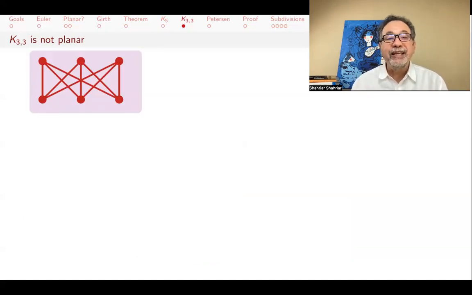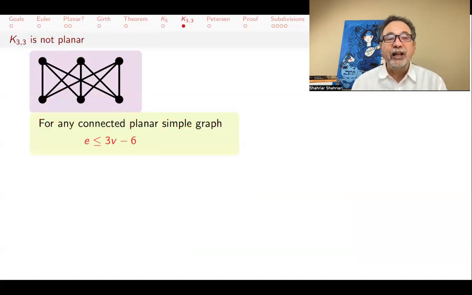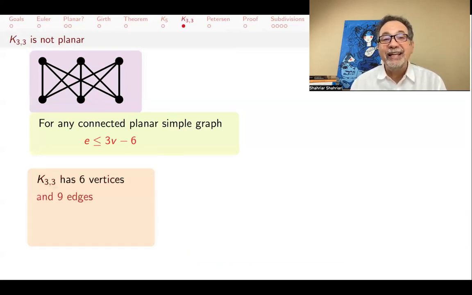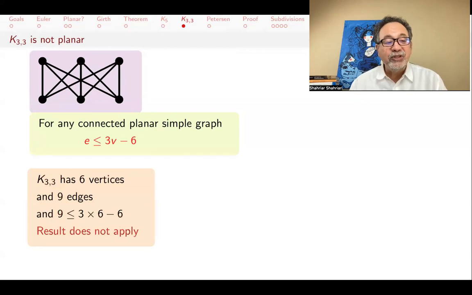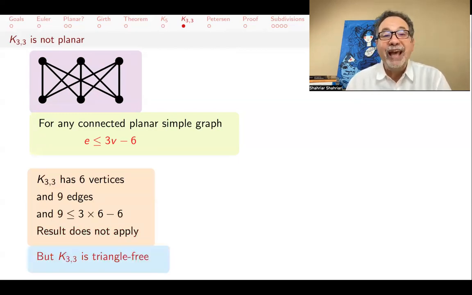We can also prove that K3,3 is not planar. Now, again, the number of edges must be less than or equal to 3v minus 6 for any planar graph. In this case, we have 6 vertices and 9 edges. But 9 is less than or equal to 3 times 6 minus 6. 3 times 6 is 18. If you take 6 out, you get 12. 9 is less than or equal to 12. So this result doesn't tell us anything. It does not apply. But K3,3 doesn't have any triangles.